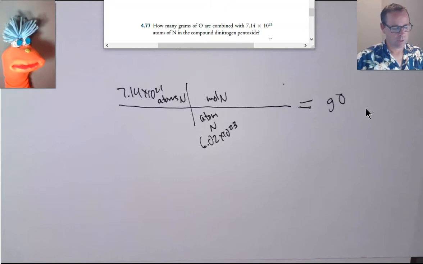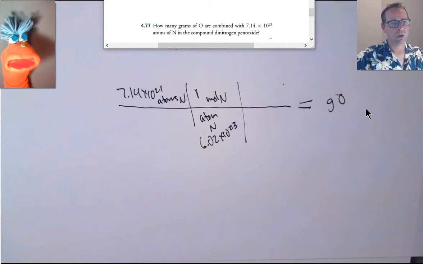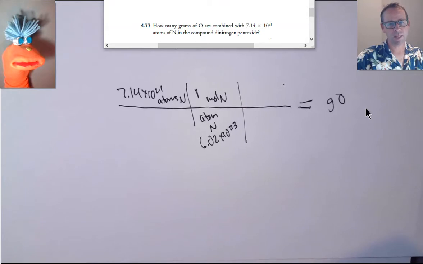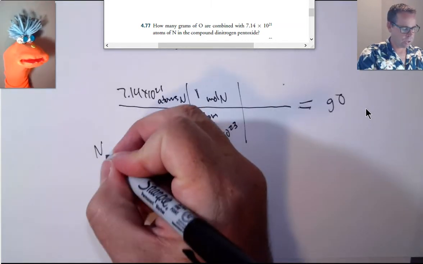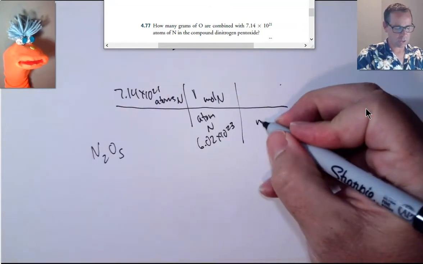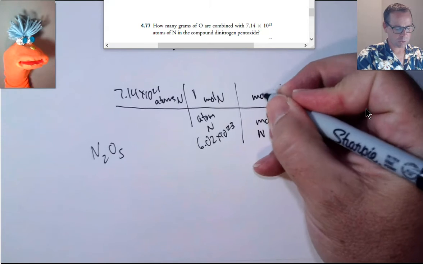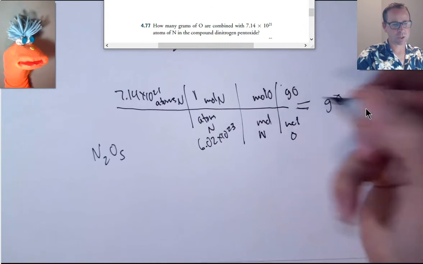Okay, so 1 mole of nitrogen. Now, why is that going to be helpful? Why did we go to moles? Well, we went to moles because then we could take advantage of the power of the stoichiometry. Dinitrogen pentoxide, what's that chemical formula mean? N2O5. That's right, N2O5. So from this stoichiometry, I know that there's a relationship between the moles of nitrogen and moles of oxygen. And once I get moles of oxygen, I can go to grams of oxygen.